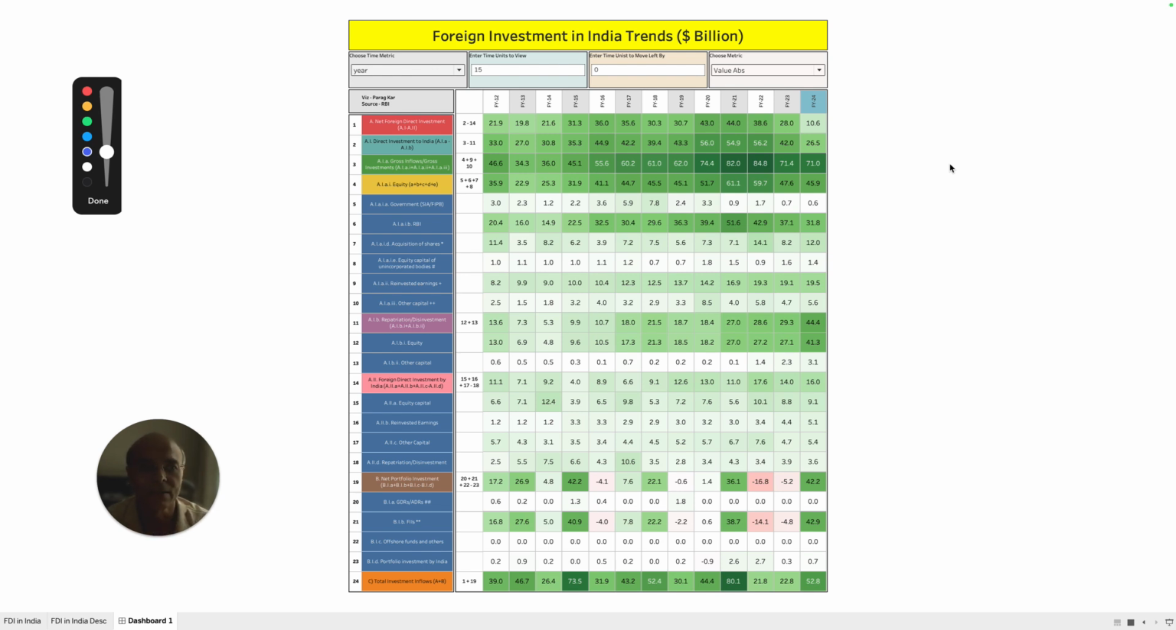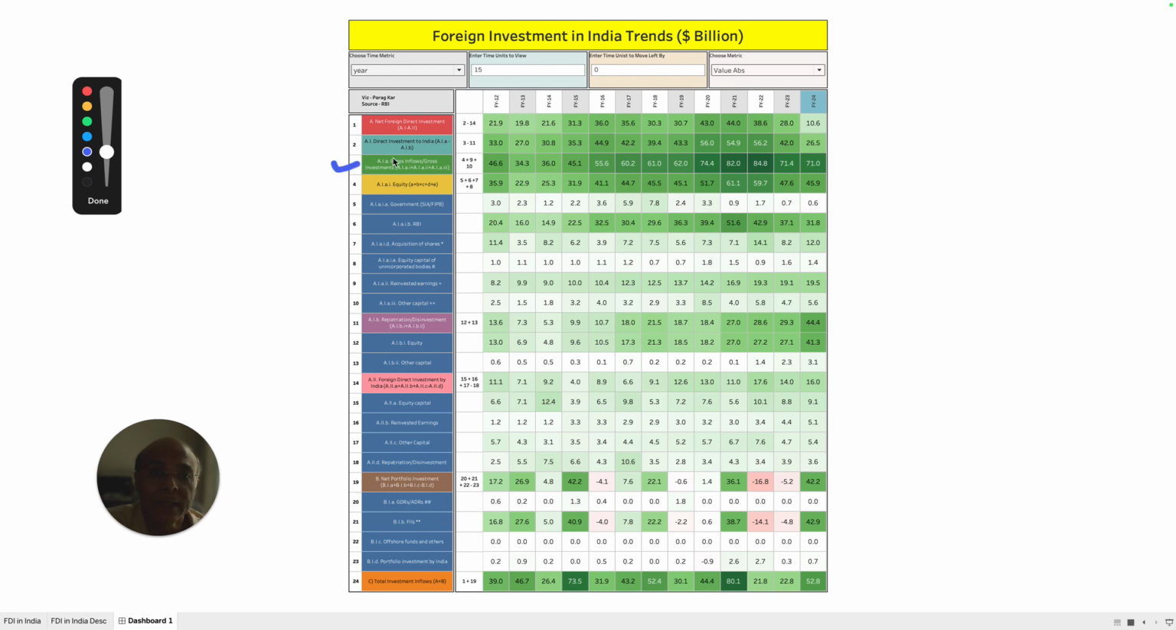Why is this number low? That is very clearly visible from this table. Now, this table, as I told you, constitutes direct foreign investment by India and to India. Direct foreign investment to India is further broken down into two different line items. What are those line items?